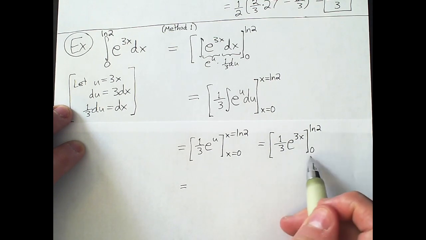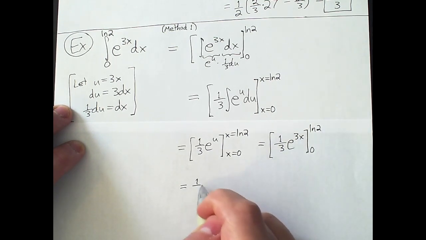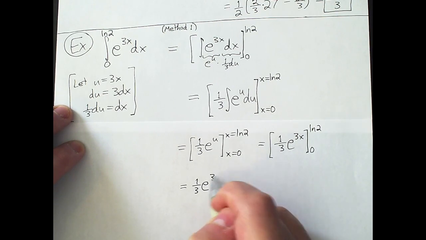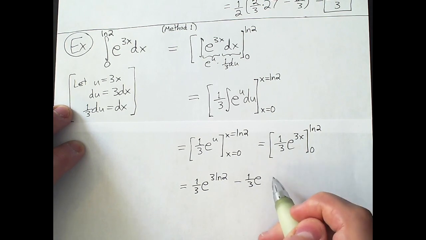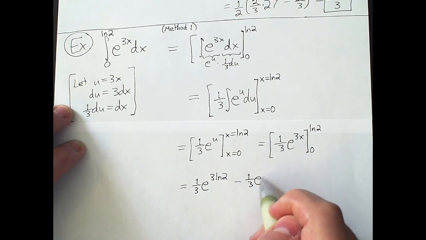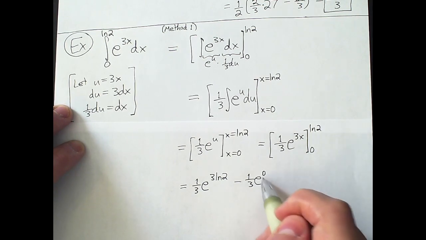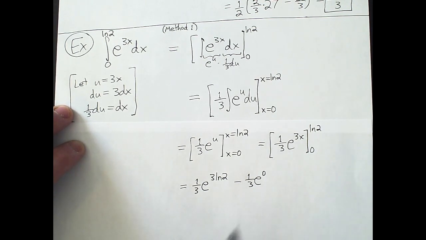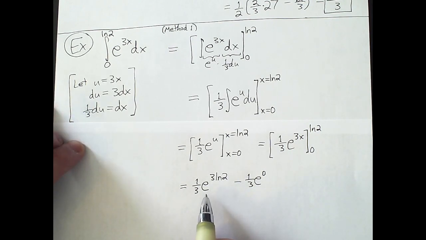Or you could write x equals. At this point, it doesn't really matter. So 1/3 e to the 3 ln 2 minus 1/3 e to the 0, right? That's 3 times 0. I just wrote 0. So e to the 0 is 1. Let's figure out what this other part is. So how about a little scratch work?